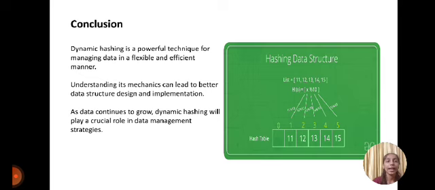Conclusion: dynamic hashing is a powerful technique for managing data in a flexible and efficient manner. Understanding its mechanism can lead to better data structure design and implementation. As data continues to grow, dynamic hashing will play a crucial role in data management strategies.